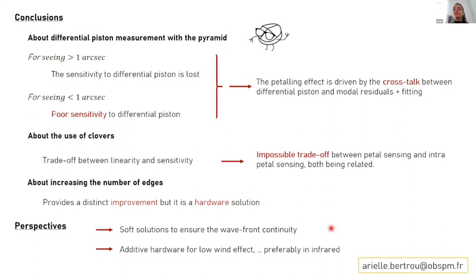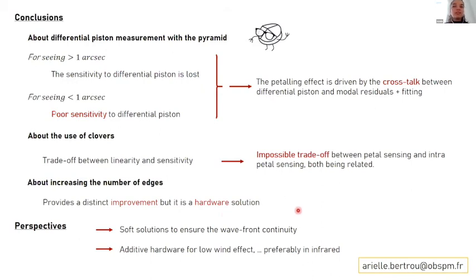So as a conclusion, the pyramid is blind to differential piston. I think we already knew that. But this effect is really due to crosstalk, which occurs between the differential piston and the modal residuals, but also because of the high order of the fitting. I tried to use clovers to enhance the sensitivity, but we found out that there is an impossible trade-off between the petal sensing and the intra-petal sensing. I also had a look at the number of edges, which is quite promising, but it means we have to use another hardware solution.